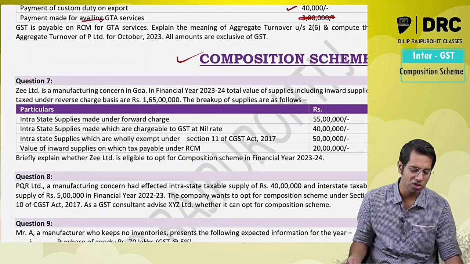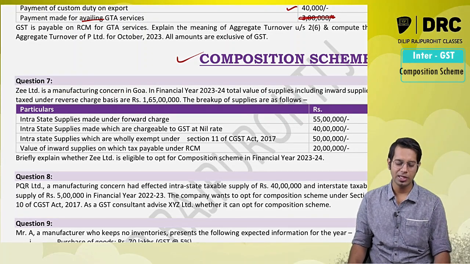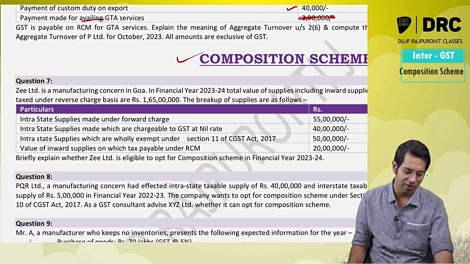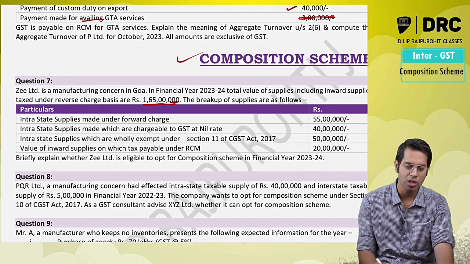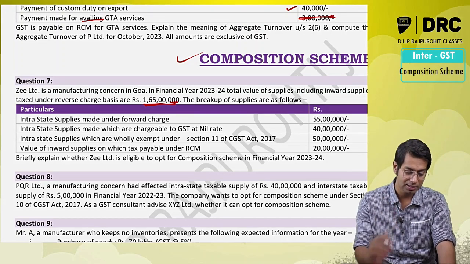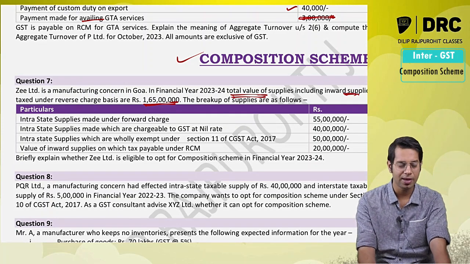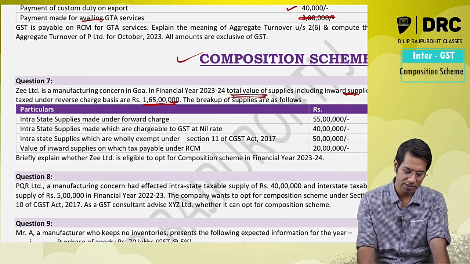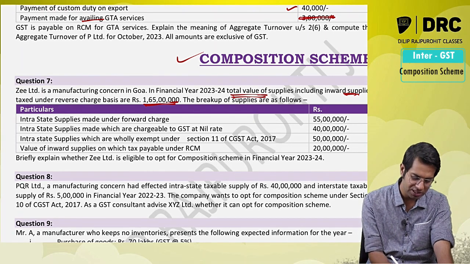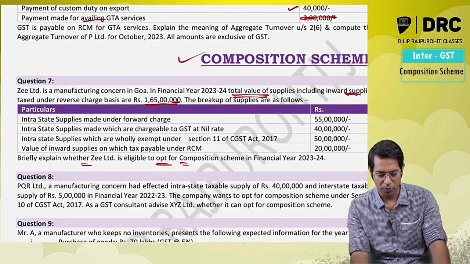Next, questions on composition scheme. Z Limited is a manufacturing concern in Goa. In financial year 23-24, the total value of the supplies including inward supply under reverse charge is 1.65 crores. So total value of supplies including inward supply they have given is 1.65 crores. Now you are required to compute its aggregate turnover and tell whether it is eligible to become a composition dealer or not.